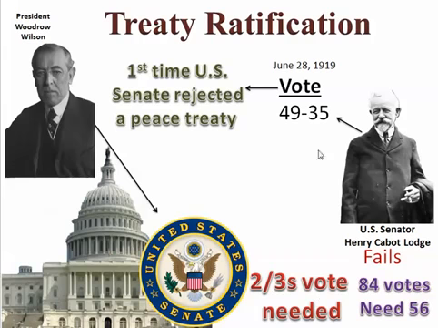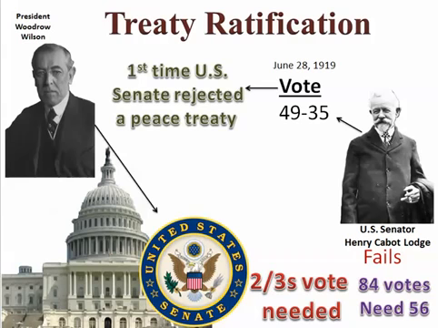But when the vote went through, only 49 senators approved it. 35 disapproved of it. So it's 6 votes short of ratification. And this is the first time in U.S. history that the Senate rejected a peace treaty. And Woodrow Wilson was very upset about this. Not too long afterward, he's going to pass away, but he was very upset. He spent a lot of energy trying to get this treaty ratified with the United States.